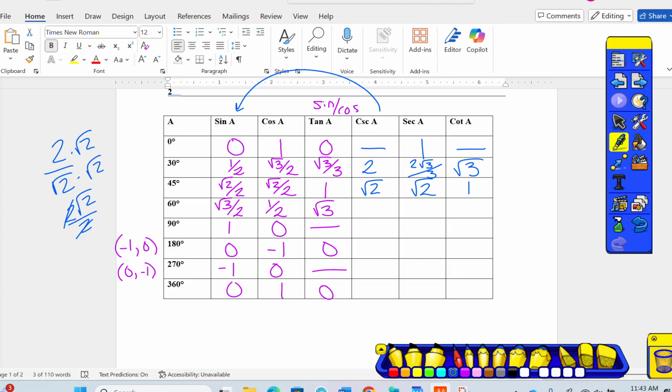60, √3 over 2 is 2 √3 over 3. We get 2, and then if I flip √3, I get √3 over 3. Now for the easy ones. 1 is 1, 0 is undefined. Undefined is 0. 180, undefined, -1, undefined. 270, -1, undefined, 0. And then 360, undefined, 1, undefined.